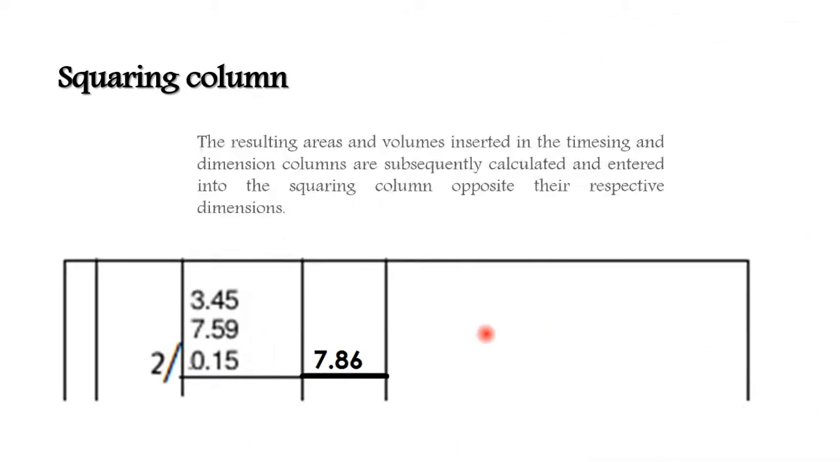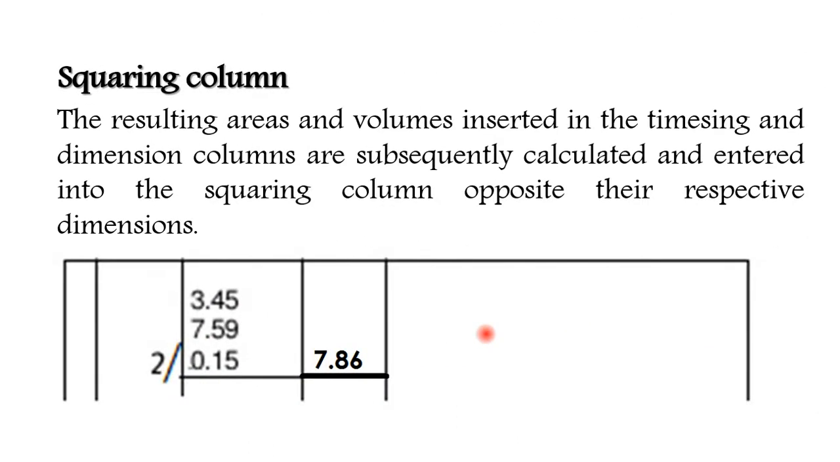Yeah. And next is the squaring column. So from the time sync, then you have the dimension, then finally you have, of course, the last three: the squaring column, and on the wider section, that's the description. So the resulting areas and the volume is inserted in the time sync, and the dimension columns are subsequently calculated and entered into the squaring column opposite their respective dimensions.